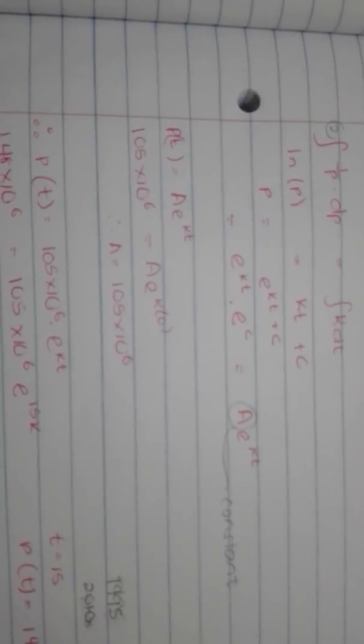After cross-multiplication, we get 1 over P multiplied by dP is equal to k dt. We then integrate both sides, resulting in ln P is equal to kt plus C. In order to get P on its own, we have to eliminate the natural log. Therefore, P is equal to e to the power kt plus C. After further expansion, we get P is equal to a e to the power kt, where a is a constant.